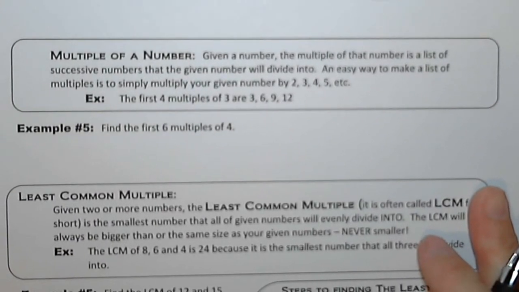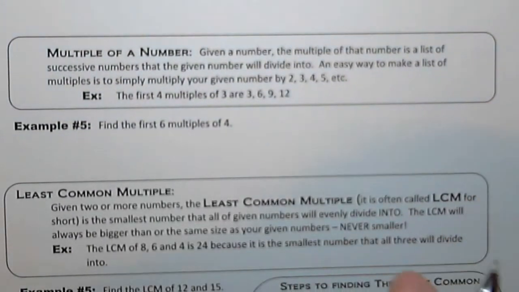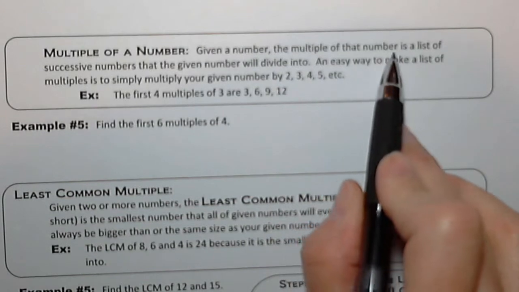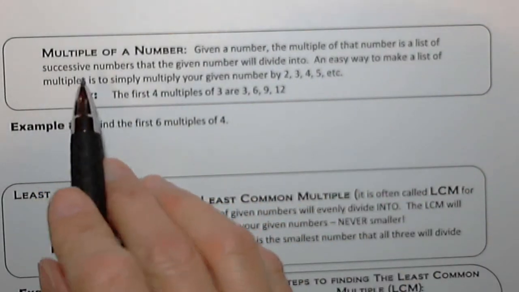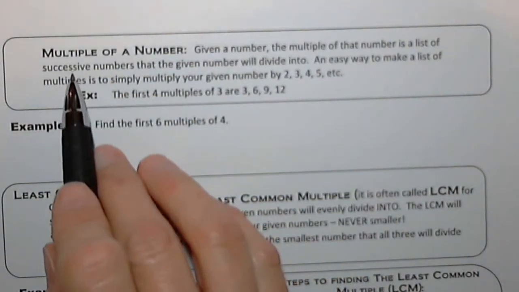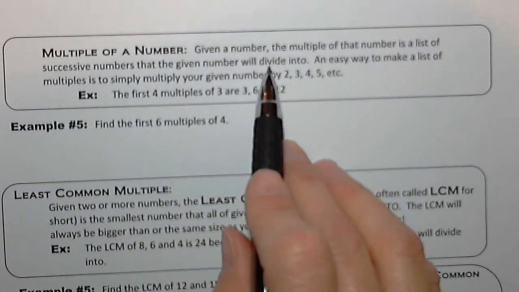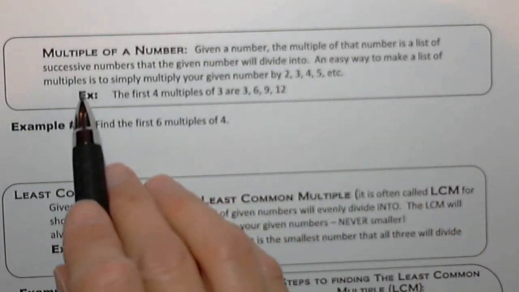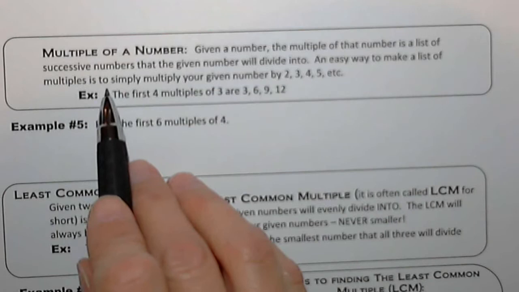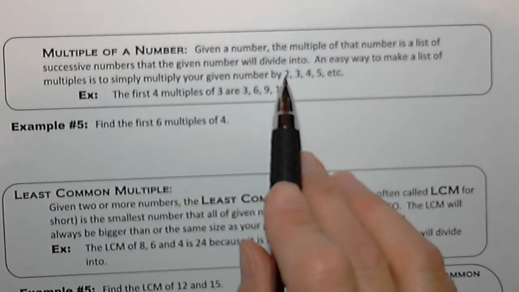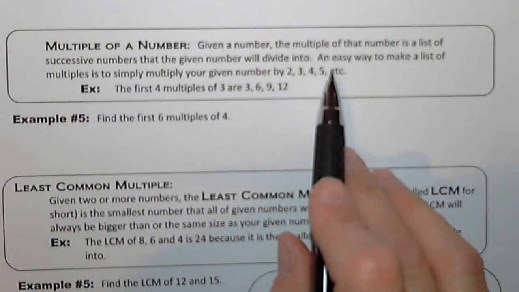The next little brief thing to talk about is what's called a multiple of a number. Given a number, the multiples of that number are a list, short or long, of successive numbers that the given number will divide into. An easy way to make a list of multiples is to simply multiply your given number by 2, and then 3, and then 4, etc.